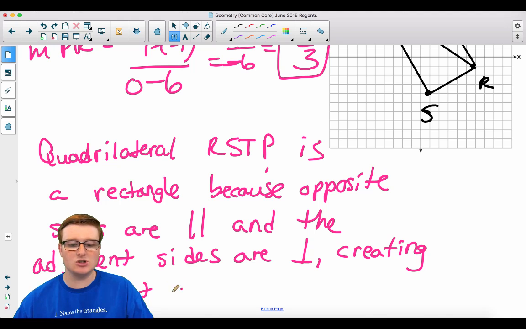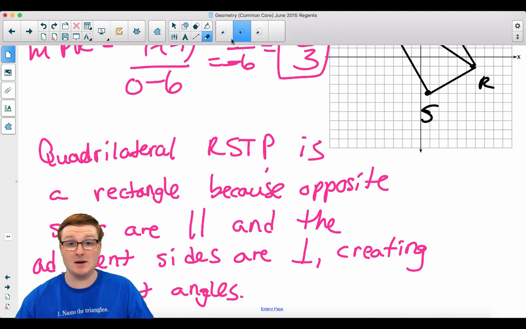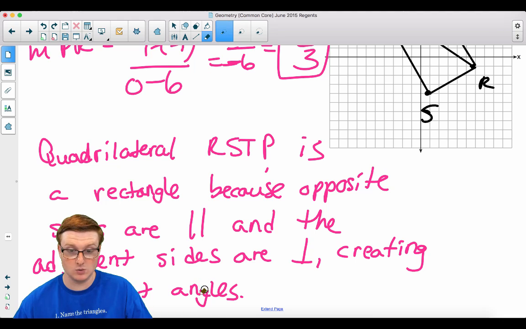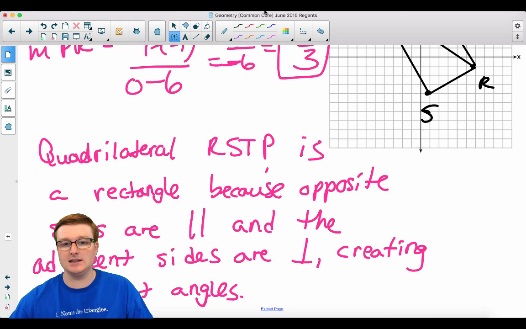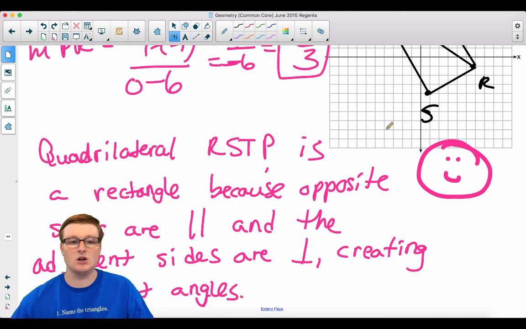So if you have the same slope, that proves lines parallel, which means that the opposite sides are parallel. That's great. That's the property of a rectangle as well. And it does create right angles. And ladies and gentlemen, that is the conclusion of this Regents exam.